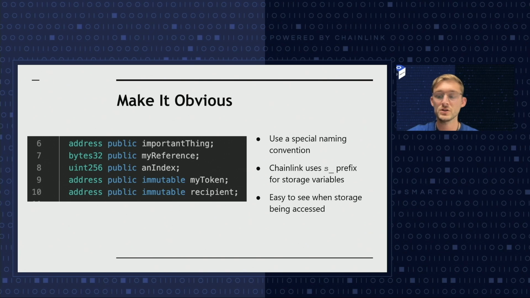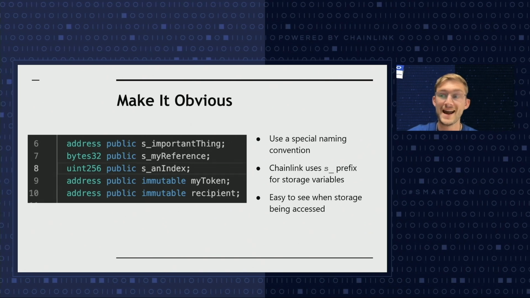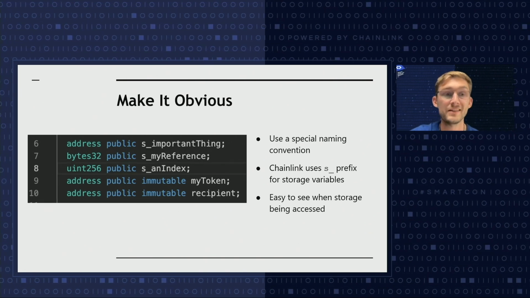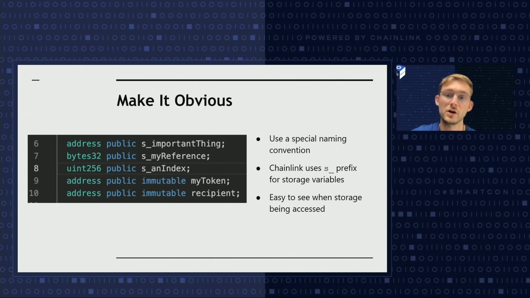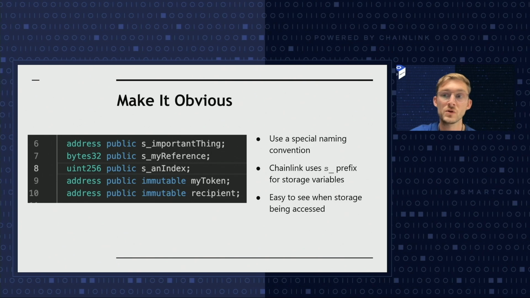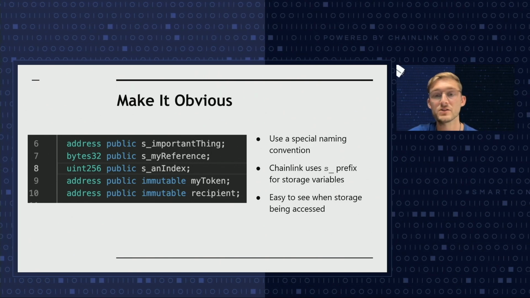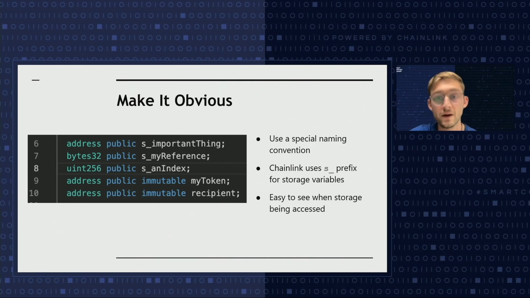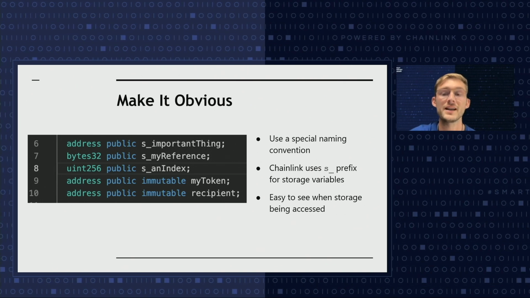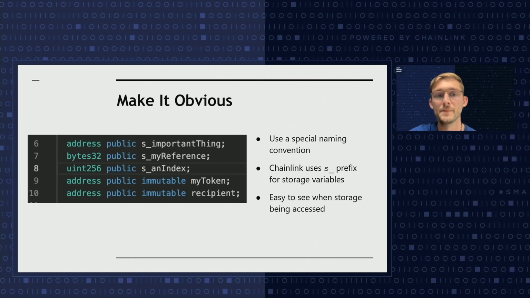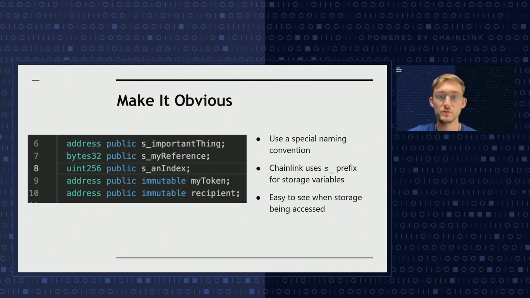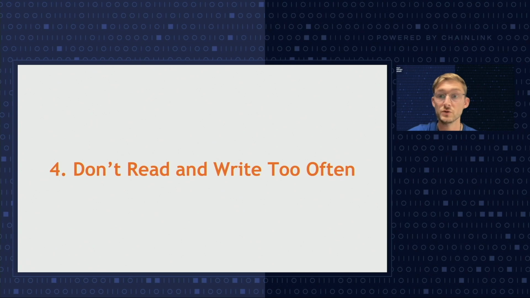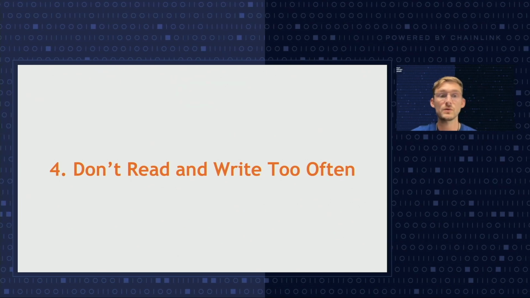So at Chainlink, we actually use an s_ prefix for anything in storage, so that when we're reviewing code or going through our own code, we can easily see that storage is being touched, how many times it's being touched, and we can make an estimate of how expensive a transaction using that function will be. Which follows nicely into the next one.